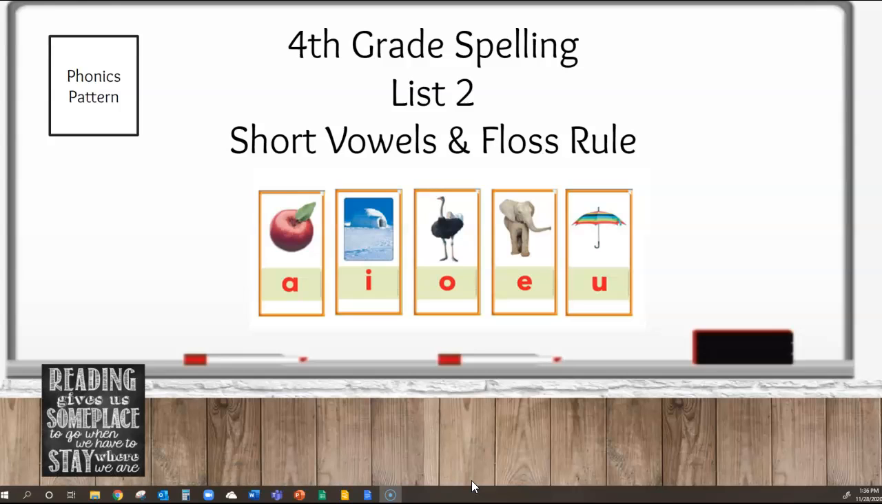We're going to be starting list 2, and these words, like list 1, all have short vowels. The addition that we're going to add this week is called the Floss Rule, and we're going to be learning about what is the Floss Rule with our short vowels.